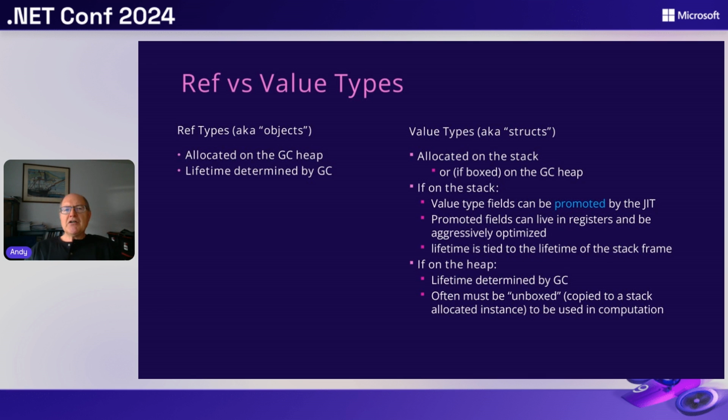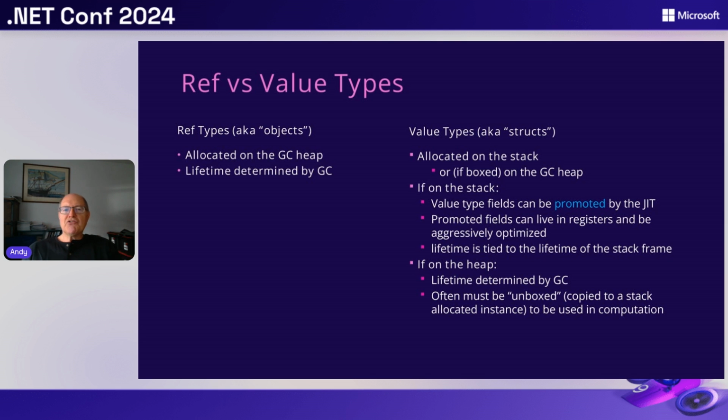And then there are structs or value types. These are usually allocated on the stack, but you can box them and put them on the heap if you really want them there, or sometimes inadvertently they'll get boxed when you weren't expecting it. If they're allocated on the stack, then a bunch of good things happen. The fields of that value type can be promoted to the JIT and act as if they were effectively local variables in your method. Those promoted fields can live in registers, they can be aggressively analyzed and optimized. And so a lot of good things happen when promotion kicks in for a struct.